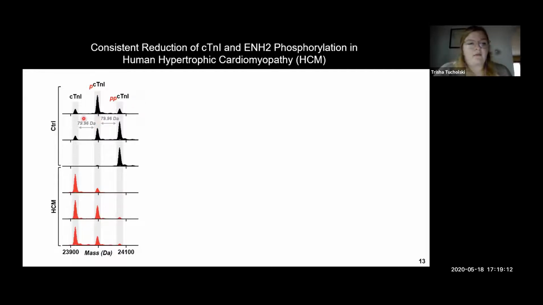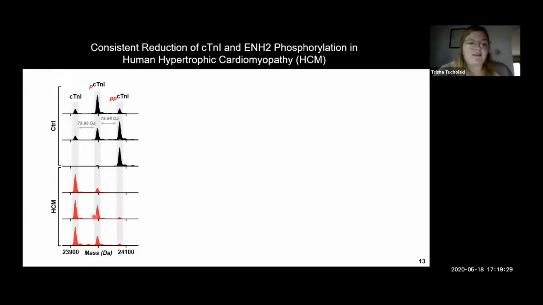And you can see that we know they're phosphorylated because of the mass shift we see between the peaks. This indicates a phosphorylation of 79.96 Daltons. And you can see three representative spectra from the control and three representative spectra from the HCM samples.